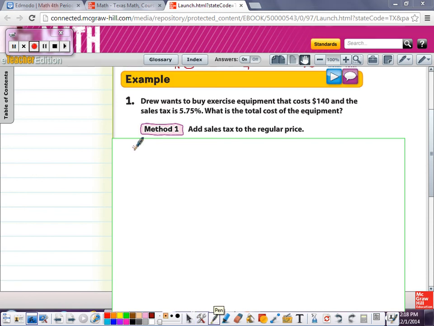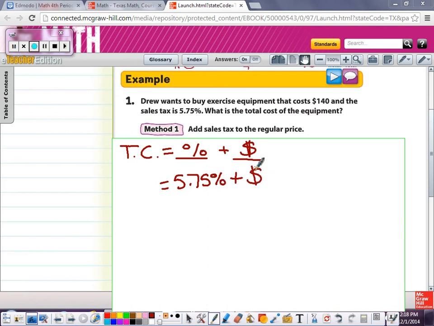To find the total cost, we'll call that TC, you're going to add the sales tax, which is the percent, to the regular price. Now that sounds very simple, but it requires you to do a couple of more steps. So let's first write down what we know. We know that our sales tax, which is always a percent, is 5.75%. And we're going to add that to the cost of the exercise equipment, which was $140.